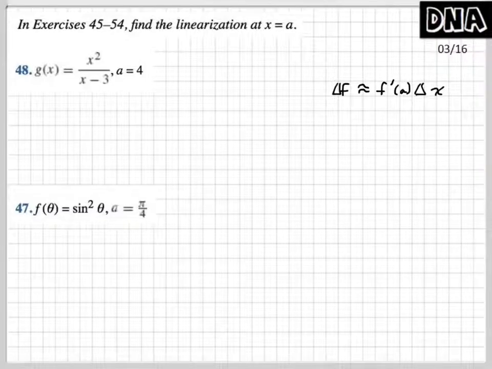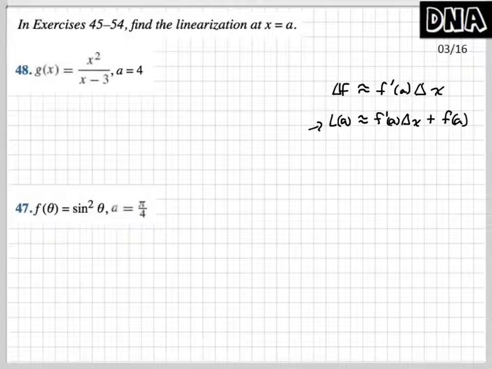But then there was another one that we called linearization, and that's pretty much the same thing, except you also have to add f of a. So this would actually find the estimated y value. This just finds the estimated change from the y values.